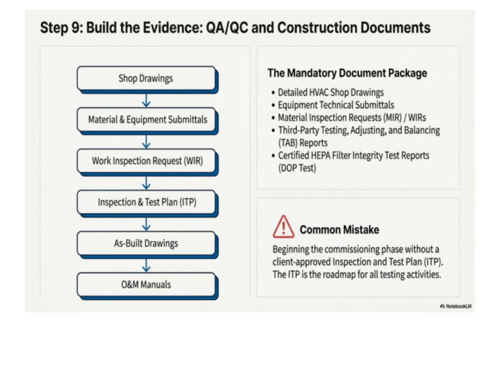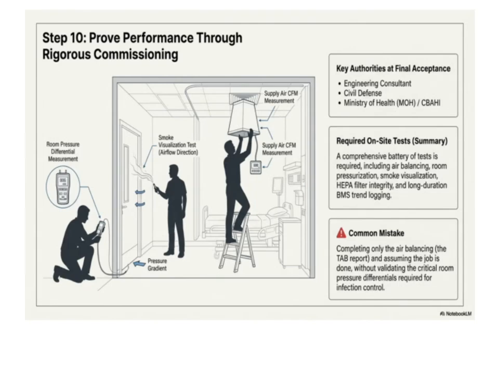Now, let's talk about the key tests involved in the commissioning process. These include air balancing, which ensures that airflow is properly distributed throughout the space, and room pressurization to maintain the correct pressure differentials. Smoke visualization is also critical, as it helps us verify the effectiveness of the airflow patterns and containment. HEPA integrity testing is essential for confirming that the filtration systems are working correctly and safely. Additionally, BMS trend logging allows us to monitor system performance over time, providing valuable data for ongoing assurance.